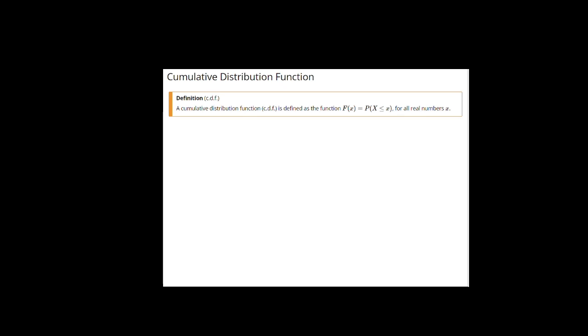Cumulative distribution functions. A cumulative distribution function is defined as the function F of x equals the probability X is less than or equal to little x, for all real numbers x. It describes the probability of all values up to and including x. And once again, it's a function of x, where x is any real number.